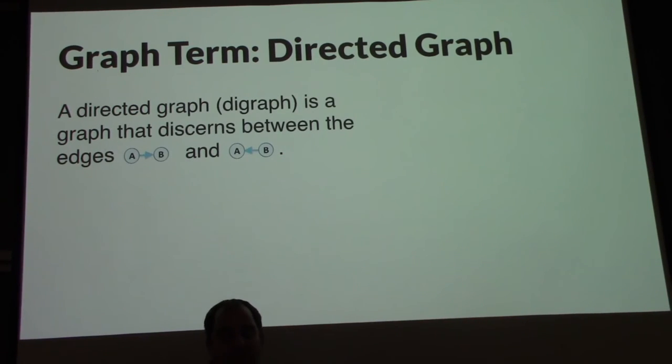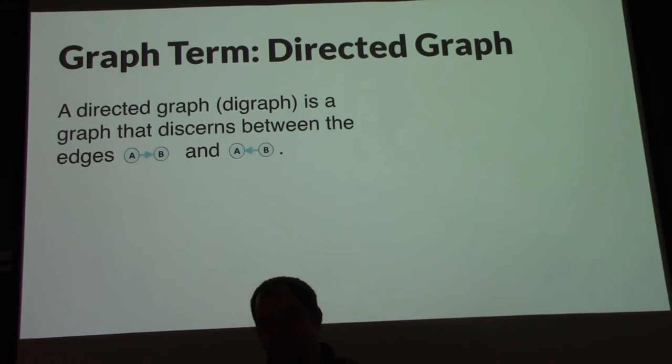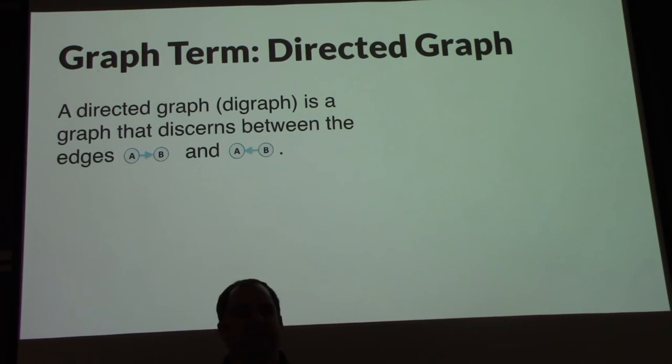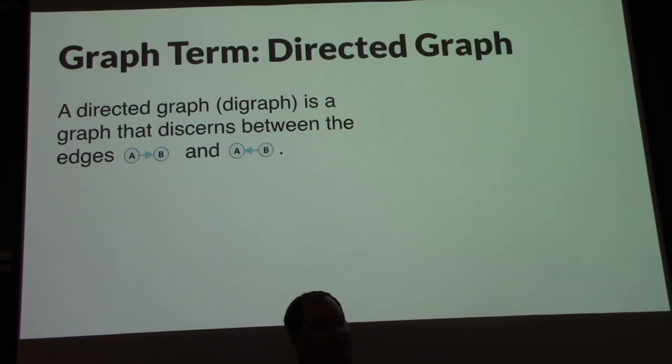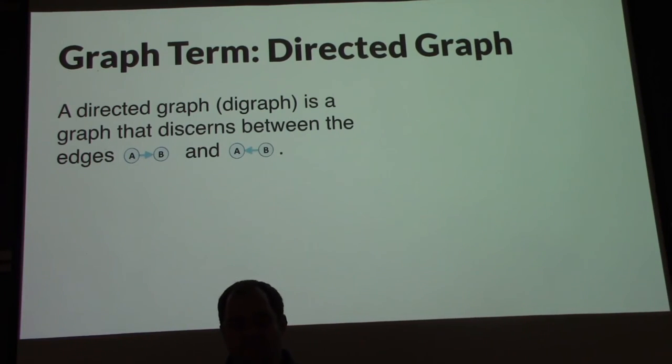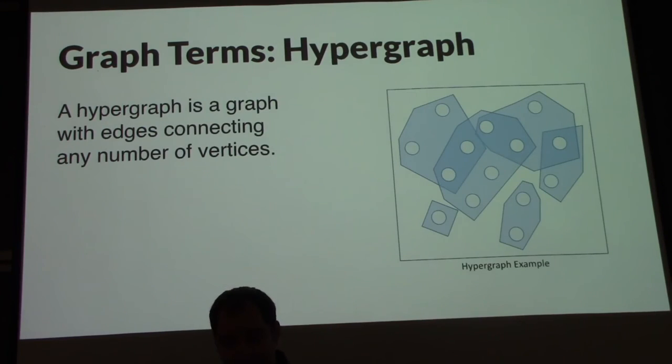A directed graph is one that discerns between edges from A to B and B to A. So this is exactly the difference between Facebook and Twitter that we mentioned earlier. A directed graph is Twitter, Facebook is an undirected graph.